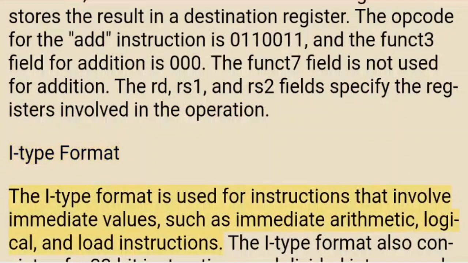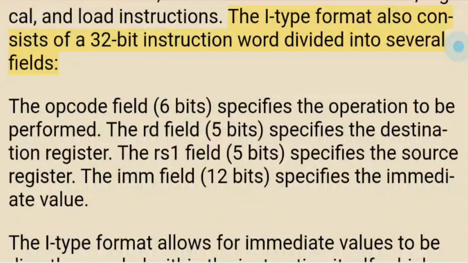I-type format. The I-type format is used for instructions that involve immediate values, such as immediate arithmetic, logical, and load instructions. The I-type format also consists of a 32-bit instruction word divided into several fields. The opcode field, 6 bits, specifies the operation to be performed. The RD field, 5 bits, specifies the destination register. The RS1 field, 5 bits, specifies the source register. The IMM field, 12 bits, specifies the immediate value.